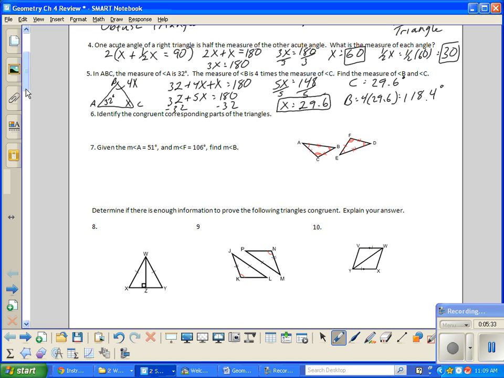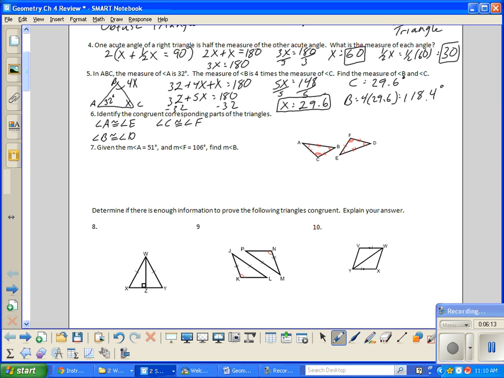All right, number 6, it wants us to identify the congruent corresponding parts of the two triangles over here. So we just have to look at the congruence marks and match up what has the same congruence marks. So A and E both have one angle mark in them, so angle A is congruent to angle E. And then B and D both have 2, so angle B is congruent to angle D. And then C and F both have 3, so angle C is congruent to angle F.